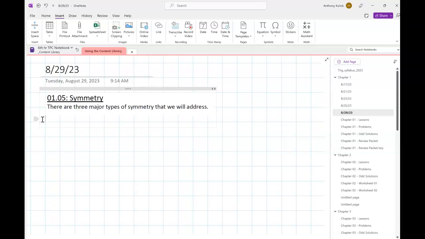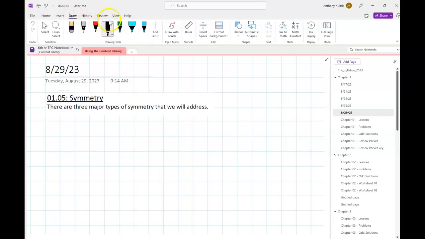So there's 3 major types of symmetry that we're going to talk about in this class. The first kind is symmetry with respect to the x-axis. And WRT is an abbreviation for with respect to. So I'm just abbreviating those 3 words as WRT.